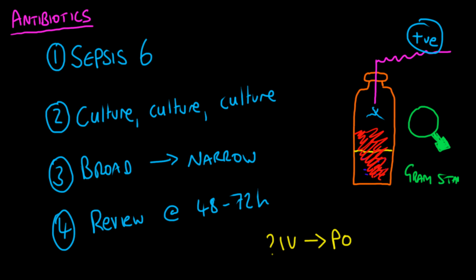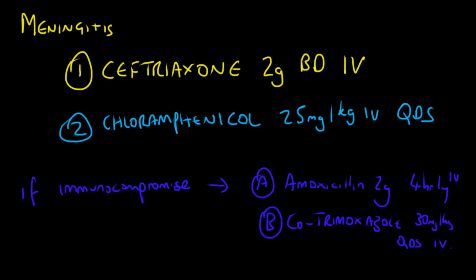But we'll move on to the actual prescription of antibiotics now. The first disease to talk about is meningitis. Meningitis with an unknown etiology should be treated first of all with a third generation cephalosporin such as ceftriaxone. Ceftriaxone is given 2 grams BD intravenously.